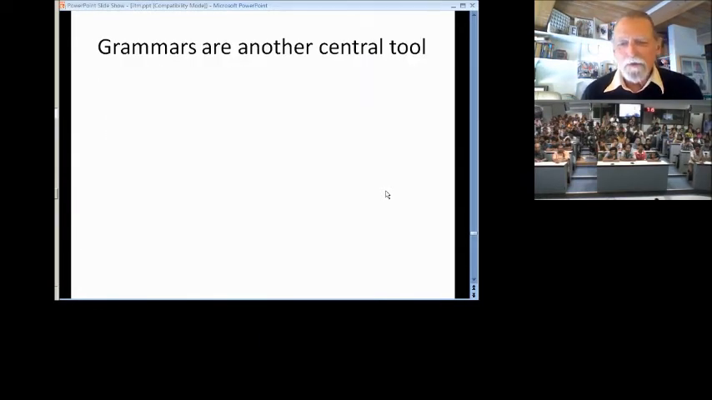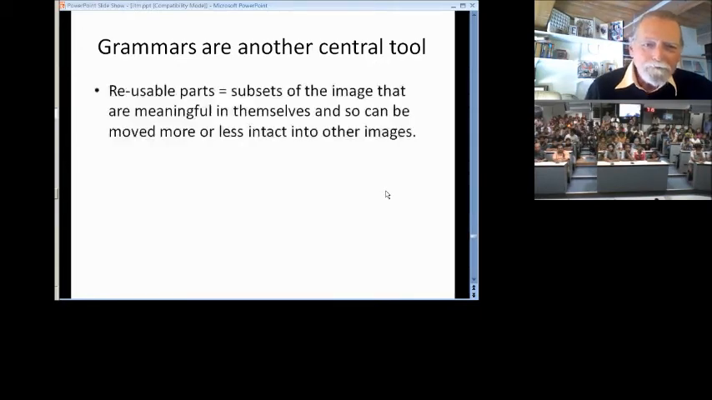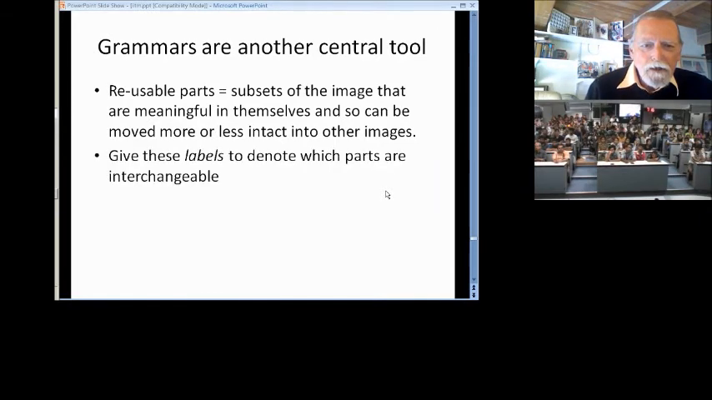Okay, now let me pass on to another thing which is central in everything, grammars. Grammars are really huge in the beliefs of the group that I work with. And what is it? It's the fact that there are certain parts of the image which are meaningful in themselves, which you're going to find again and again in other images. They're reusable parts. And you have to really find and learn the reusable parts that can be moved intact to other images. And you have to give labels for these reusable parts.